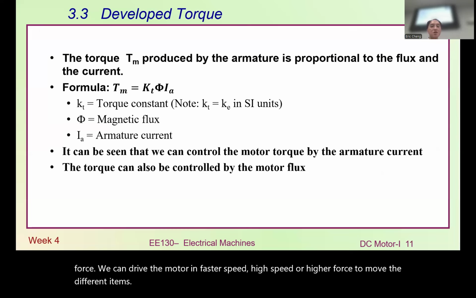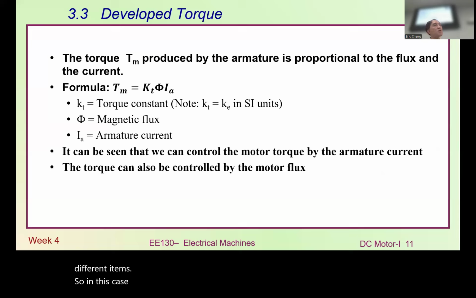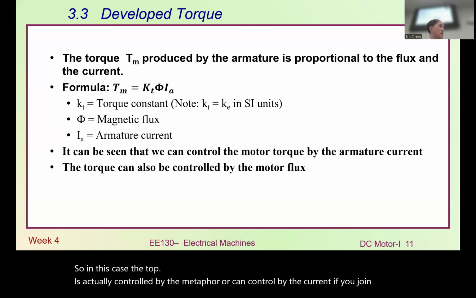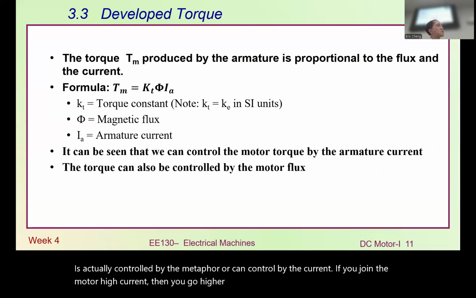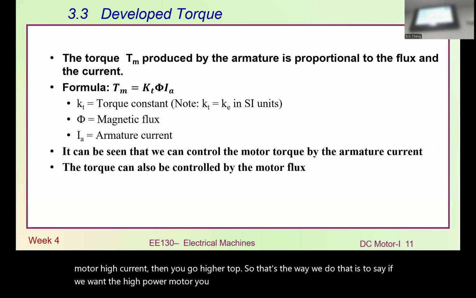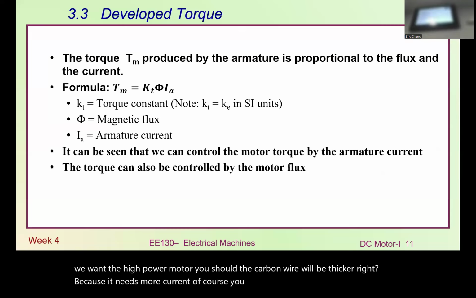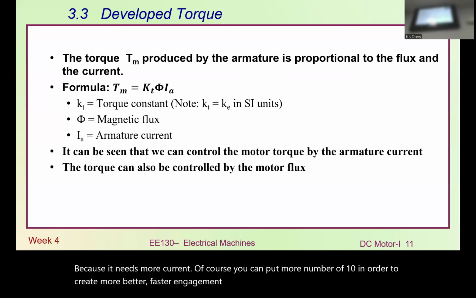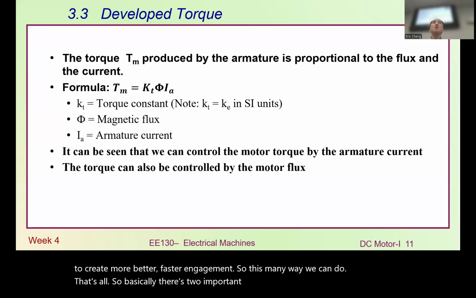So in this case, the torque is actually controlled by the magnetic flux, or can be controlled by the current. If you drive the motor at high current, then you get higher torque. So that's the way we do that. That is to say, if you want a high power motor, usually the copper wire will be thicker, right? Because you need more current. Of course, you can put more number of turns in order to create better flux linkage. So there are many ways you can do the job. Basically, there are two important parameters, the back EMF and also the torque equation.